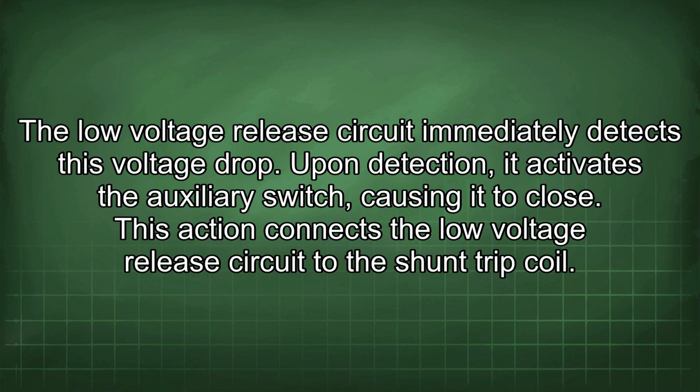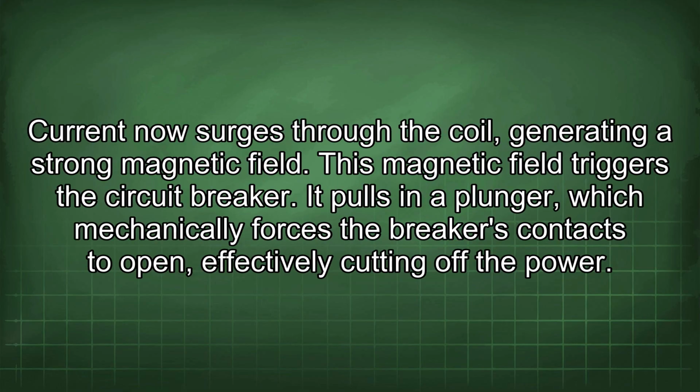Upon detection, it activates the auxiliary switch, causing it to close. This action connects the low voltage release circuit to the shunt trip coil. Current now surges through the coil, generating a strong magnetic field. This magnetic field triggers the circuit breaker. It pulls in a plunger, which mechanically forces the breaker's contacts to open, effectively cutting off the power.